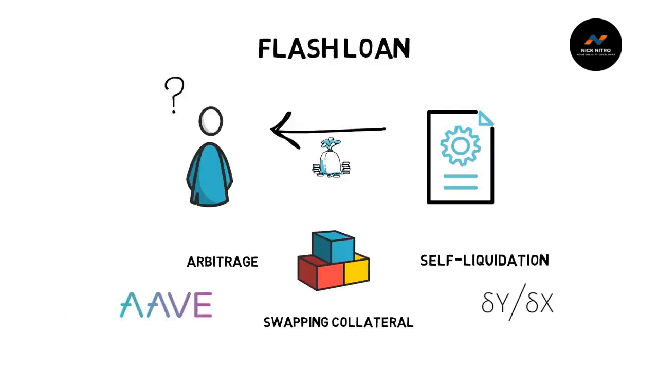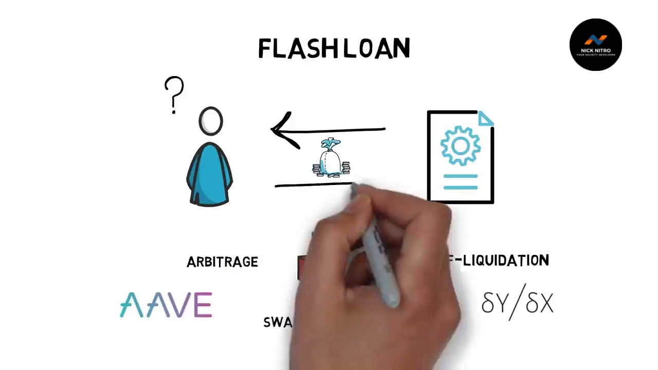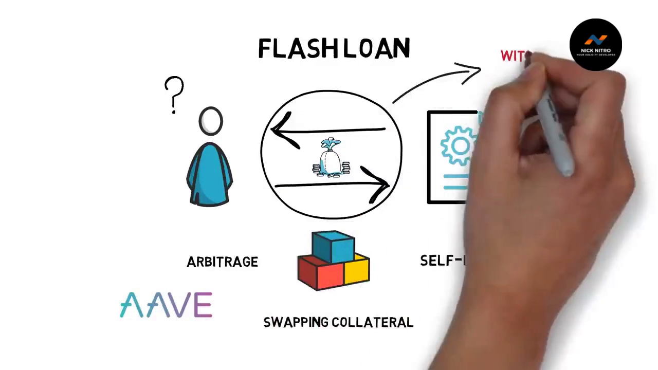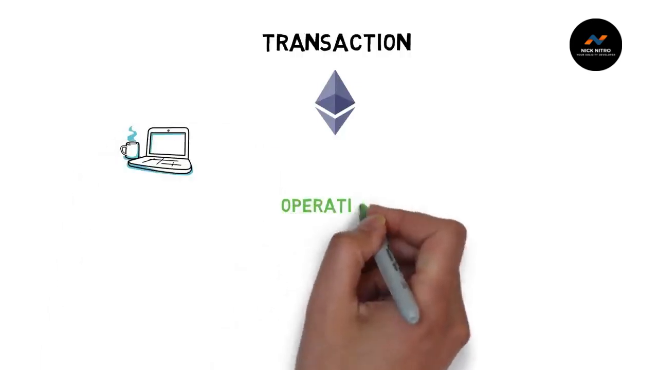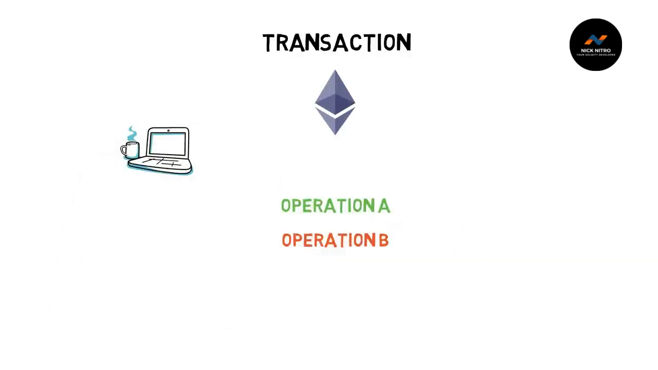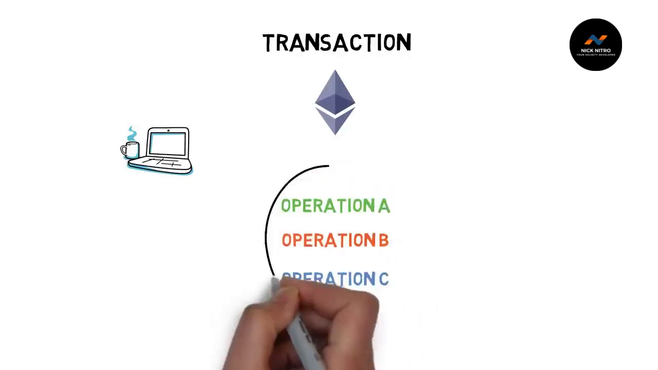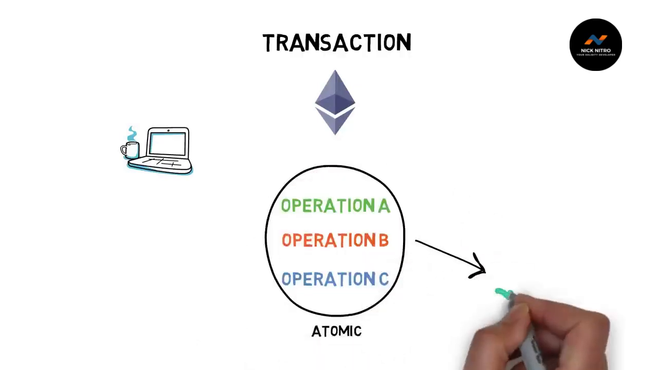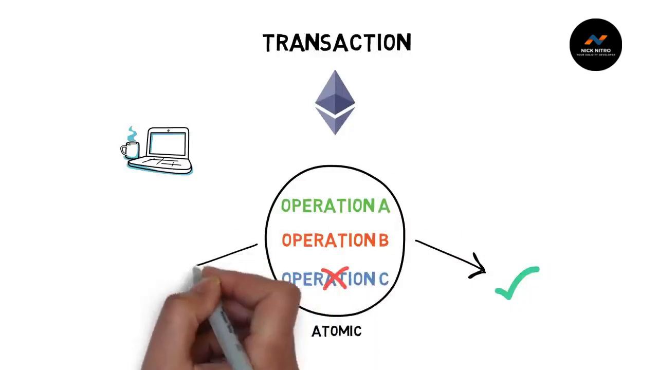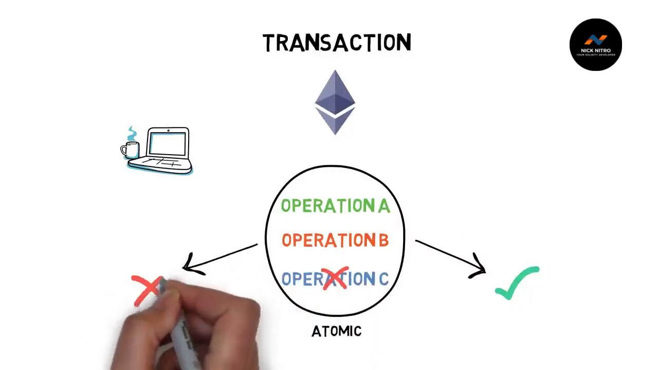So, what's the catch? A flash loan has to be borrowed and repaid within the same blockchain transaction. The concept of a transaction on a blockchain such as Ethereum is no different to the traditional definition of a transaction in computer science. A transaction represents a set of operations that must be executed in an atomic way. Either all the steps are executed, or the transaction is rolled back and none of the steps take place.